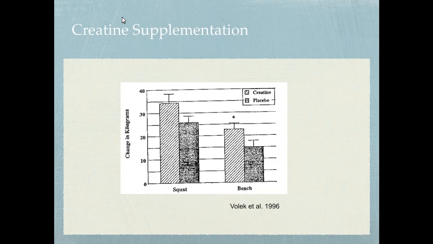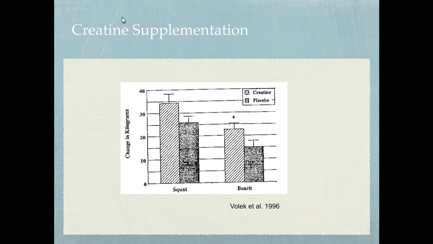Creatine supplementation, what it does is it saturates the creatine phosphate system. So now you have more creatine phosphate, and now, for example, instead of getting 8 reps, maybe you get 9 or 10. If you get 9 or 10 instead of 8 or 9 reps, then you're going to have a greater training stimulus, and therefore you're going to get greater growth.